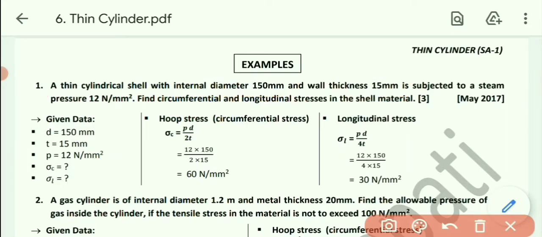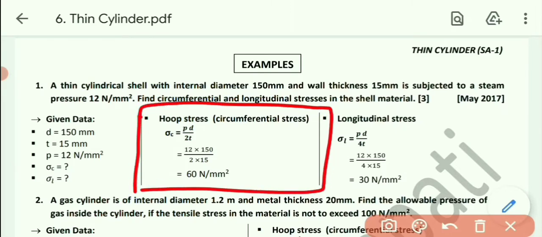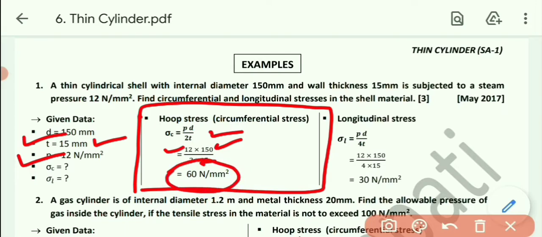Okay, so now we have seen in the theory, in case of the hoop stress, the formula stands for sigma C equals PD divided by twice T, where P stands for 12, D stands for 150, and T stands for 15, putting these down over here. Now by simplifying this term, we will get the answer, that is 60 Newton per mm square. That is the value of sigma C.